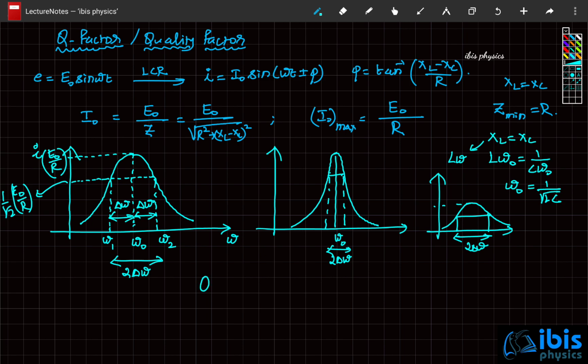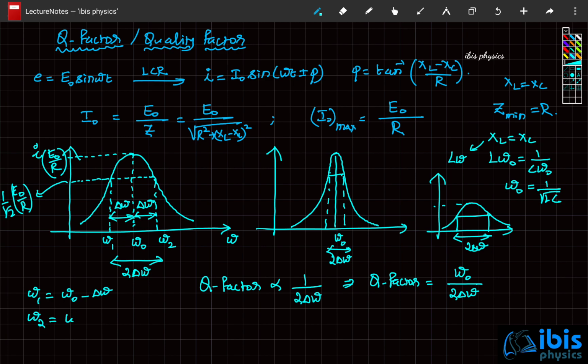So the quality factor, or Q factor, is inversely proportional to the bandwidth. 2 times delta omega is the bandwidth. The quality factor is defined as the ratio of the resonance frequency to the bandwidth. The resonance frequency is omega naught, the bandwidth is 2 times delta omega. Here omega 2 is omega naught plus delta omega, whereas omega 1 is omega naught minus delta omega.